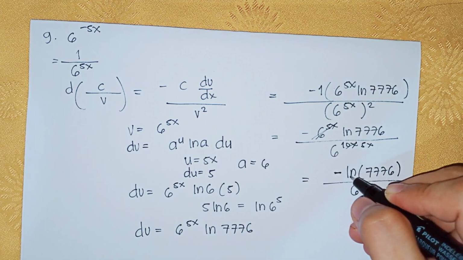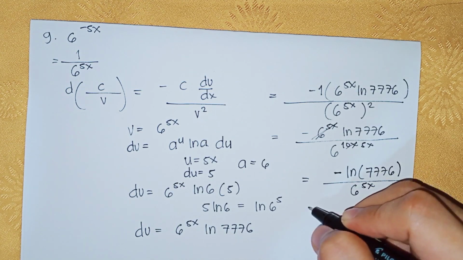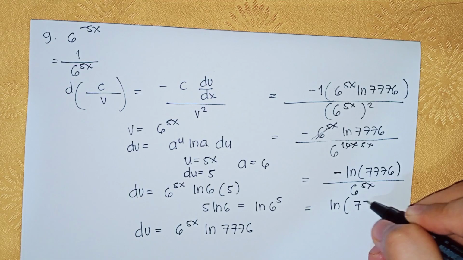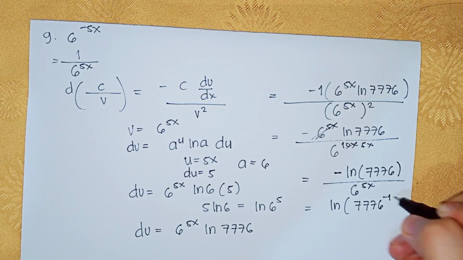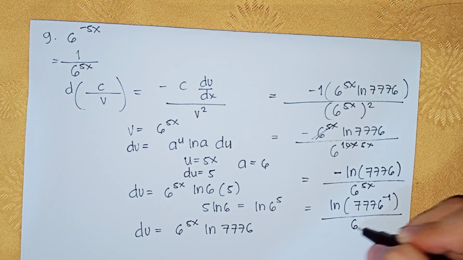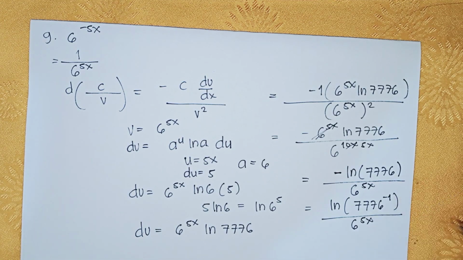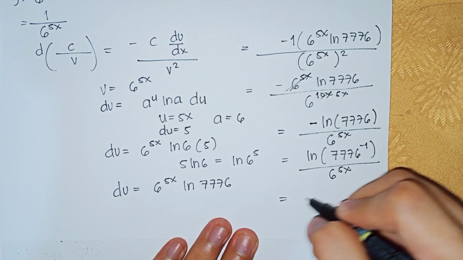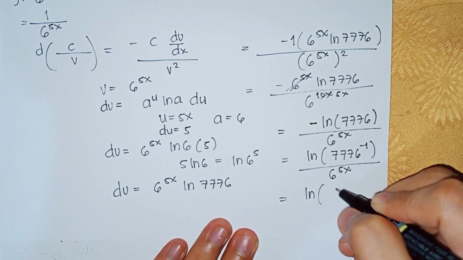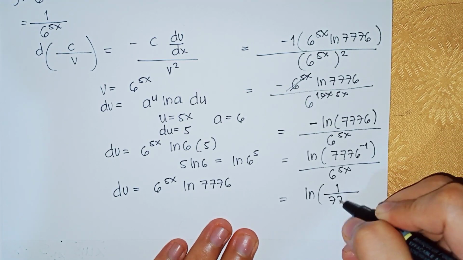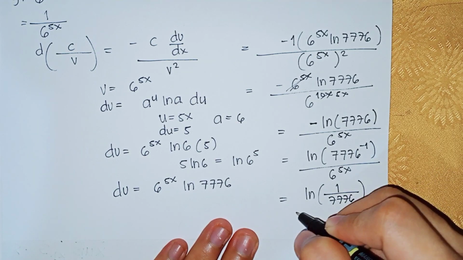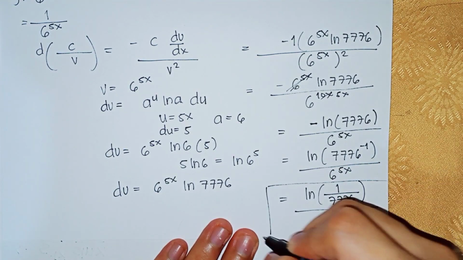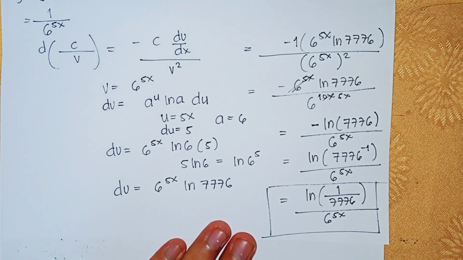Kung may negative dyan, so i-erase natin dito, magiging ln 7,776 raised to negative 1 over 6 raised to 5x. So, pwede pa nating masimplify yan na ln 1 over 7,776 over 6 raised to 5x. So, ito yung final answer natin.